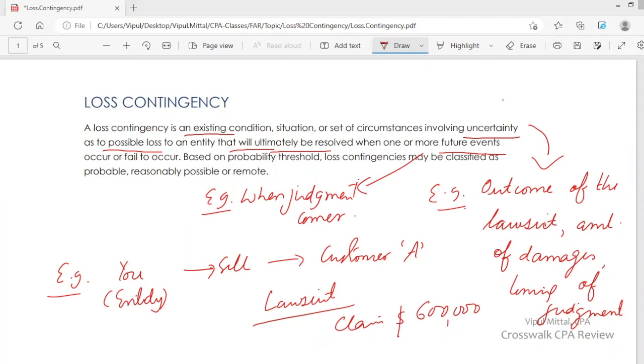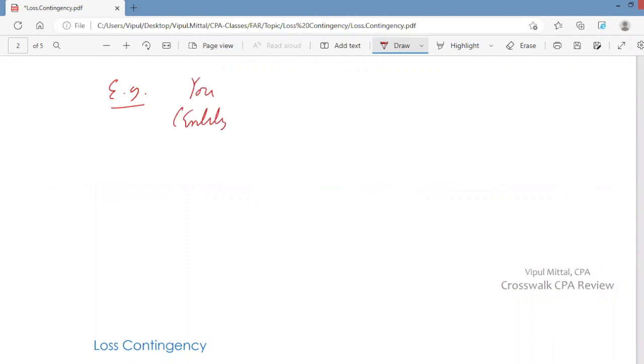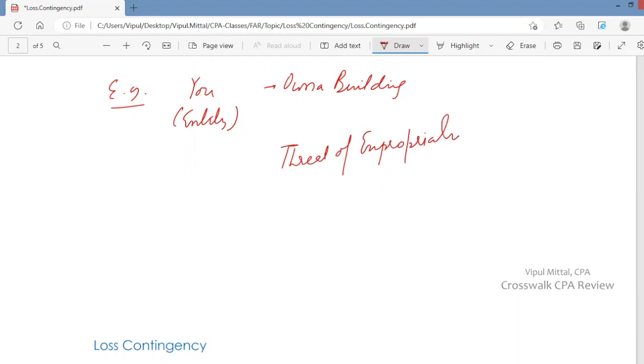I give you another example. You own a building and government has declared its intent to acquire your building. So there is a threat of expropriation. That is, government may acquire your building. Government has declared its intent.